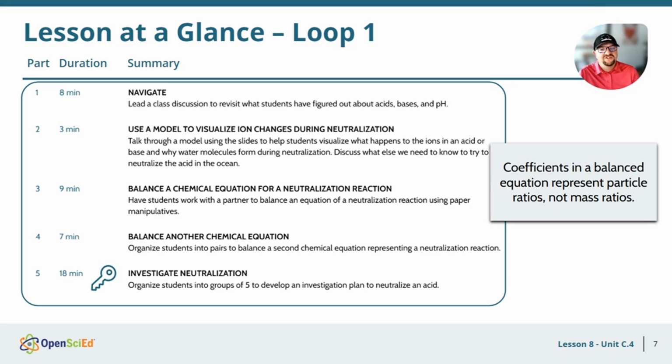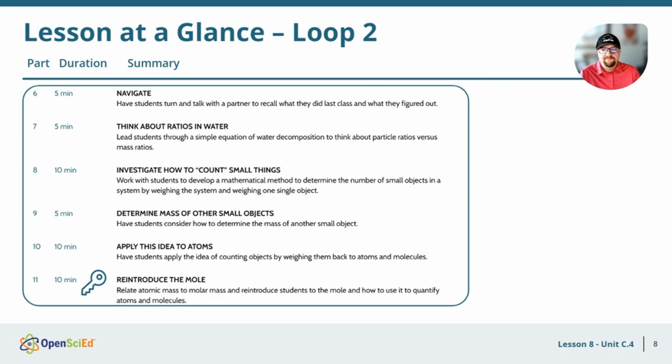Naturally, human intuition takes over and they assume this means a 2-to-1 mass ratio. We let them carry out the investigation based on that assumption, weighing out 1 gram of acid and 2 grams of base. The reaction will fail spectacularly and turn the pH strip a dark, dangerous, basic purple.